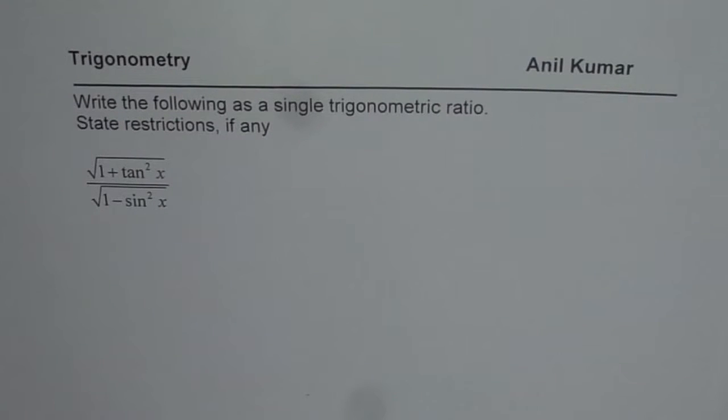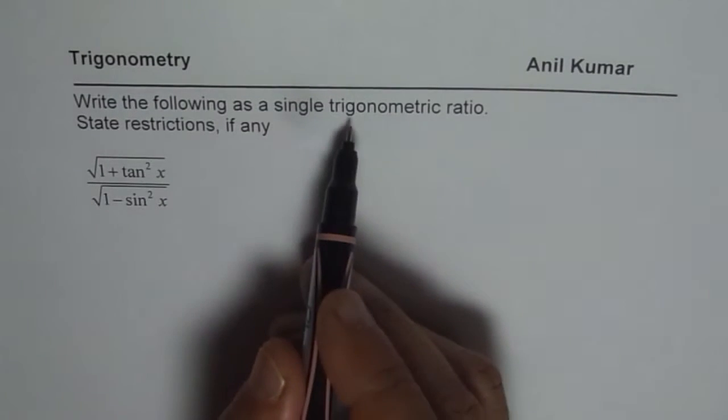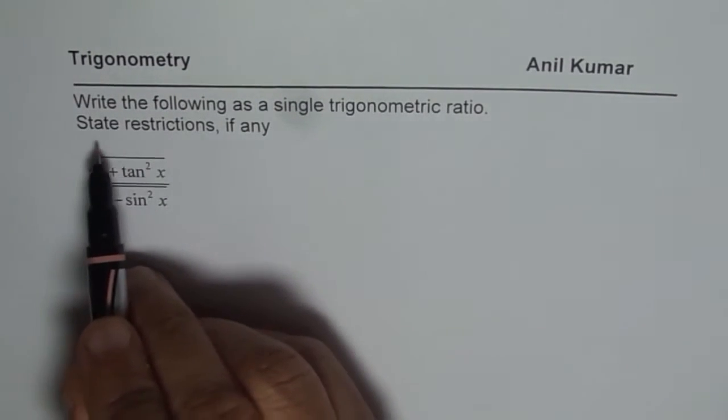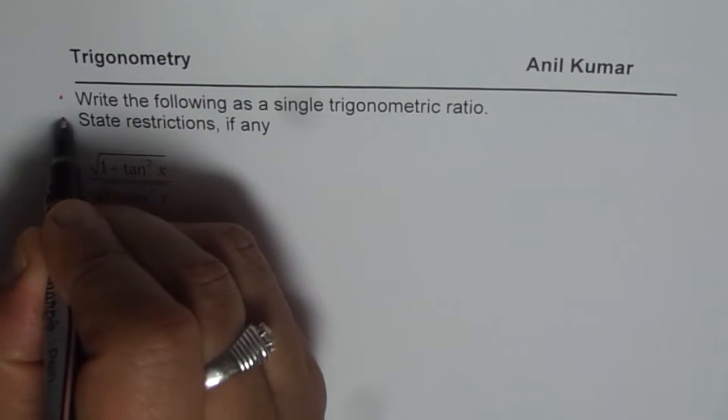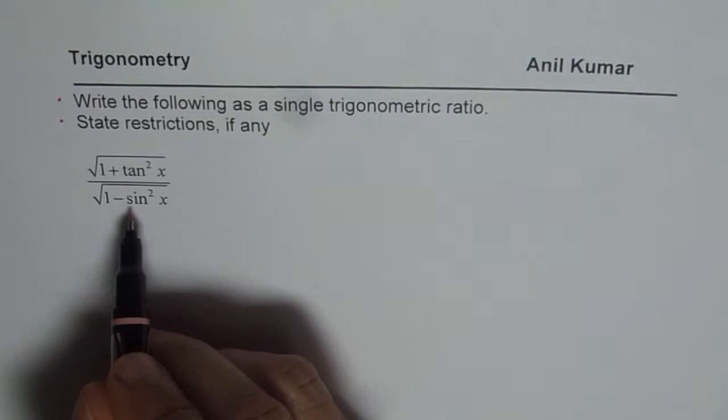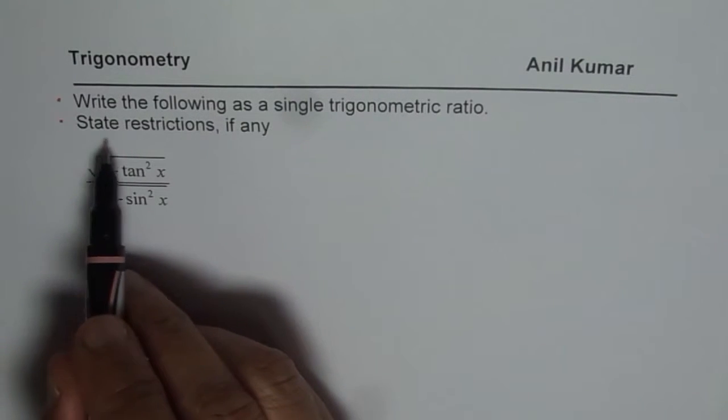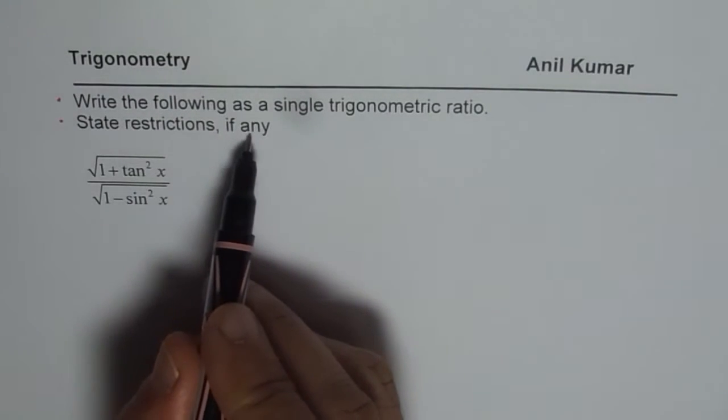I'm Anil Kumar, and in this video we will learn how the trigonometric ratios are related with Pythagorean identity and its application. The question here is, write the following as a single trigonometric ratio and state restrictions if any. So it has got two parts. One is we have to write it as a single trigonometric ratio. The second one is we need to state restrictions if any.